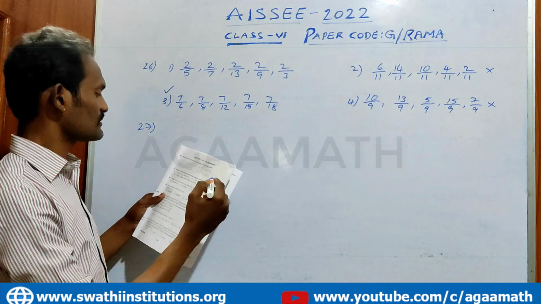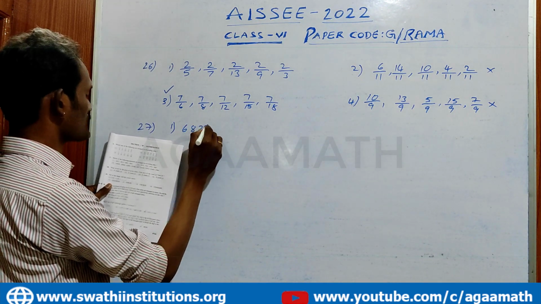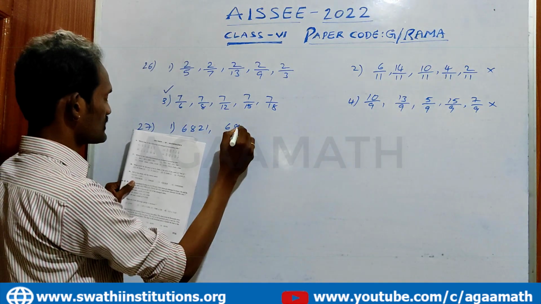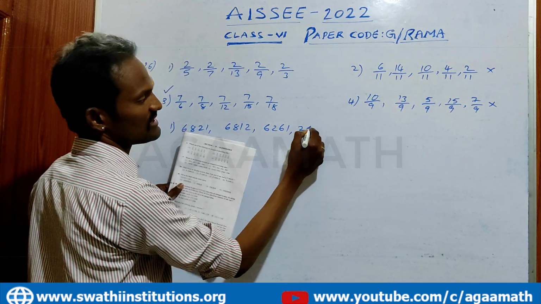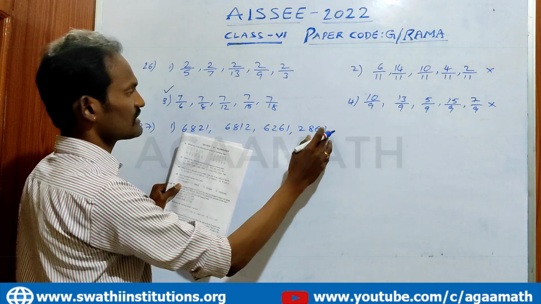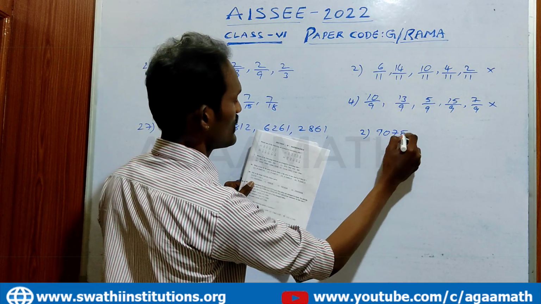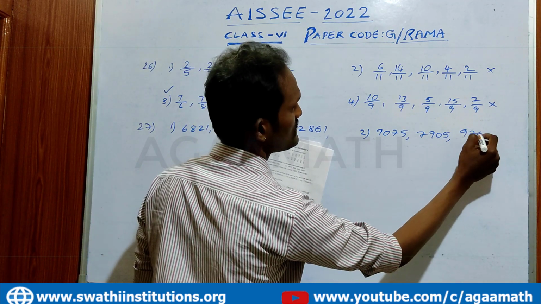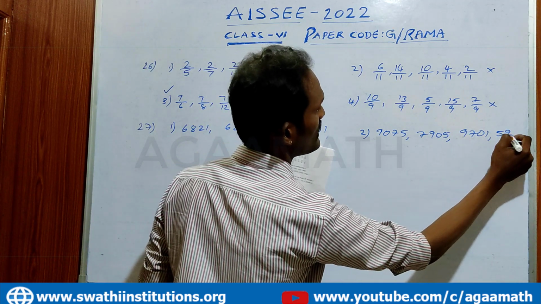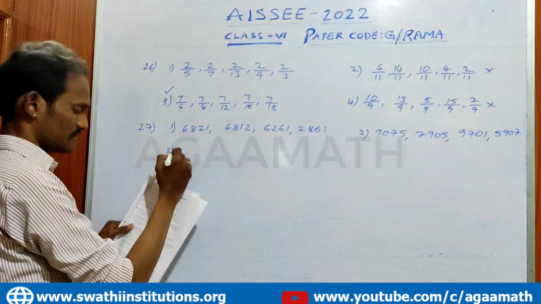According to the given options, let us see the 4 options here. Option 1 is 6,821, 6,812, 6,261, 2,861. Option 2 is 9,075, 7,905, 9,701, 5,907.